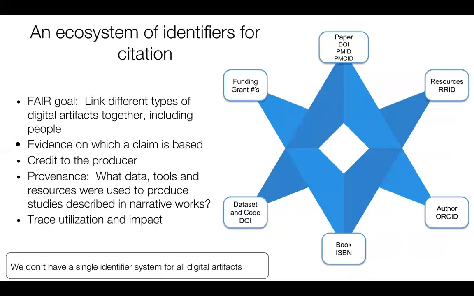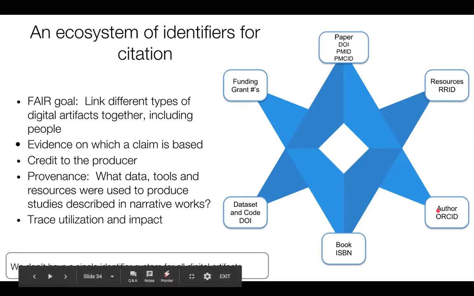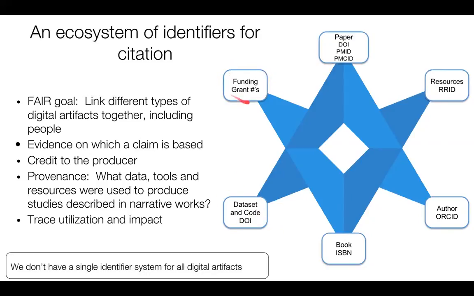But we can do better than this, right? There's an entire system of these things called identifiers, and these are all handled by citation. We know that papers have DOIs, they have PubMed IDs, they have PubMed Central IDs, and we're kind of familiar with these now. Resources have RRIDs. So these are the objects that we use in methods. Authors have ORCIDs. They also have a slew of other identifiers, but we have ORCIDs, and we understand these. Data sets get DOIs, and funding information gets grant numbers.